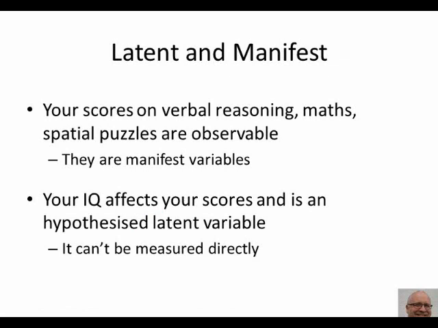So latent and manifest. Your scores on a verbal reasoning test, a maths test, a spatial puzzle are observable. So those are manifest variables. We can see them, we can measure them. Your IQ affects your scores on those tests and is a hypothesized latent variable. It can't be measured directly.